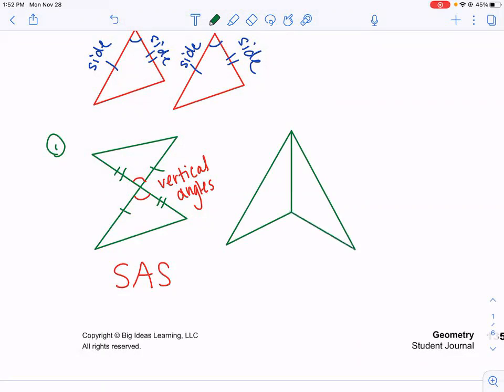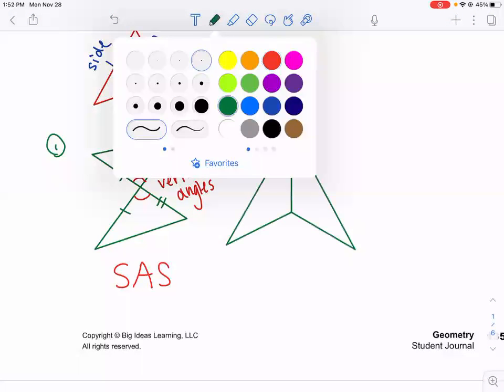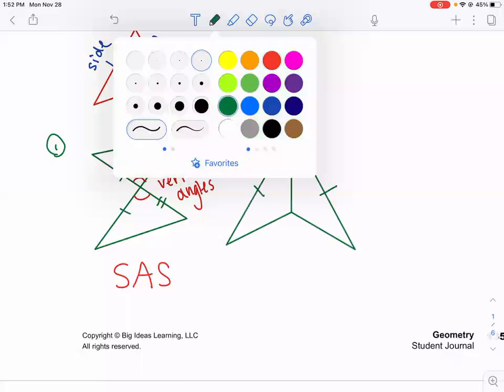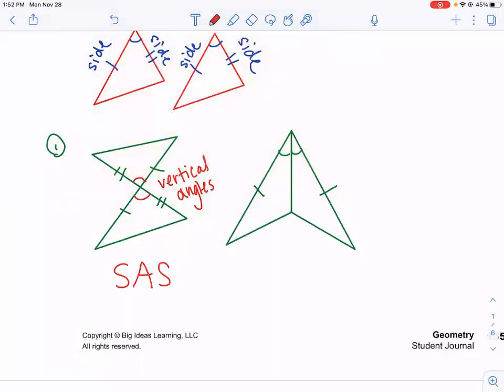No. I know. It looks like it's coming in. Just draw one triangle. It's okay if it's not perfect. Of course it is.